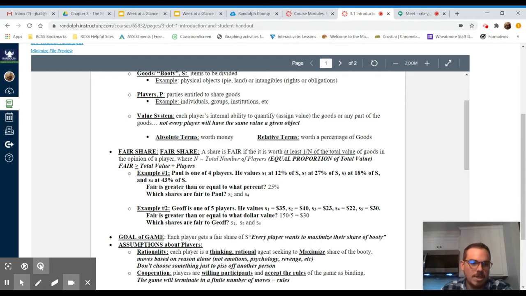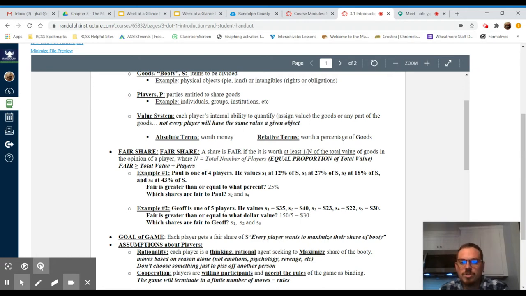S3 is 18% of the shares, the booty, and S4 is 43% of S. Fair is greater than or equal to 25%. So you would consider fair share being equal to or more than 25%, right? 25% is 1/4.